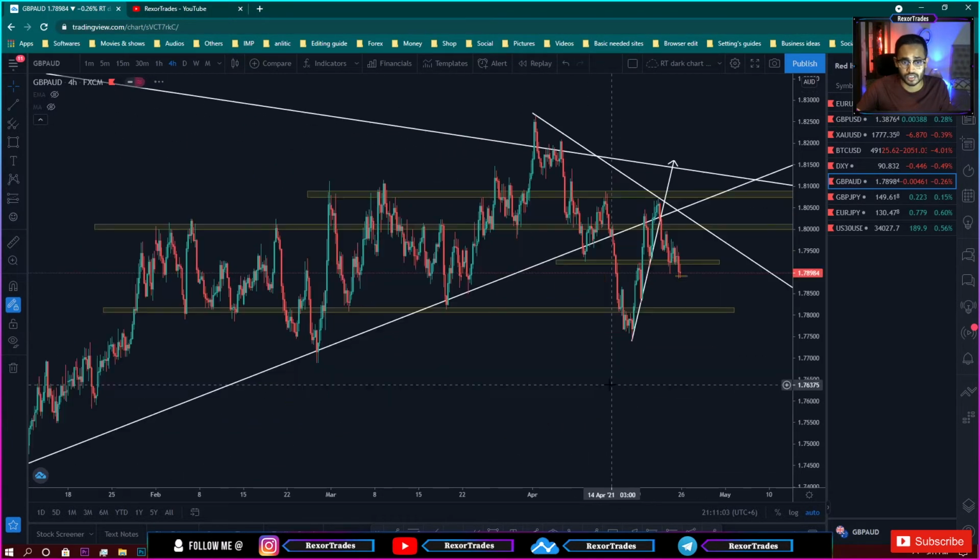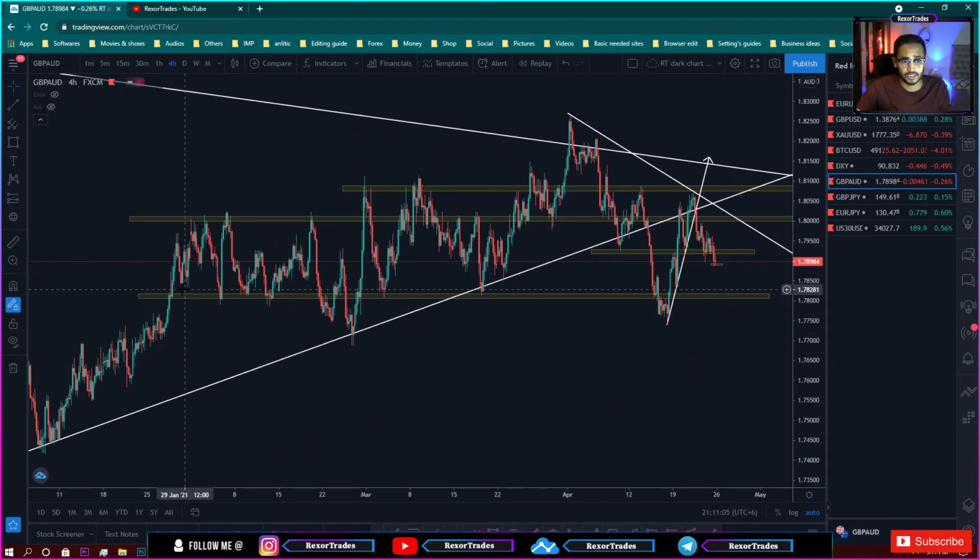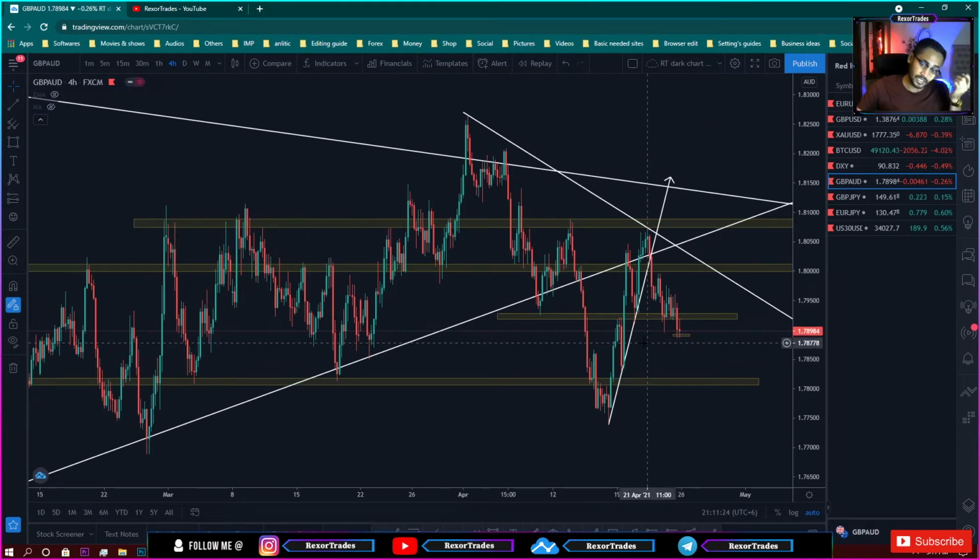This is a pretty strong key zone, since you're seeing this zone has been retested multiple times over the course of previous months or weeks. See all these retest points on this zone. So GBPAUD might again make some fake outs over here and then react from the top of this candlestick again towards this zone over here.